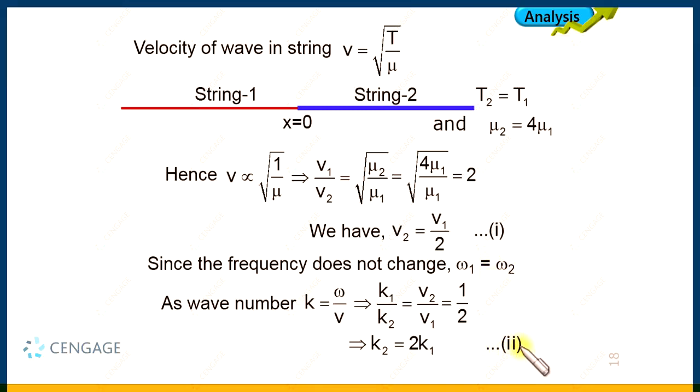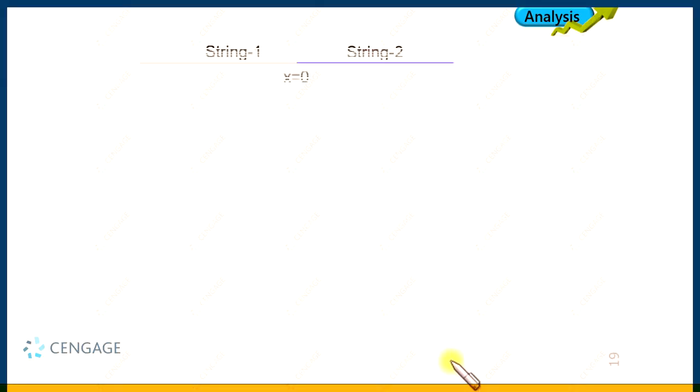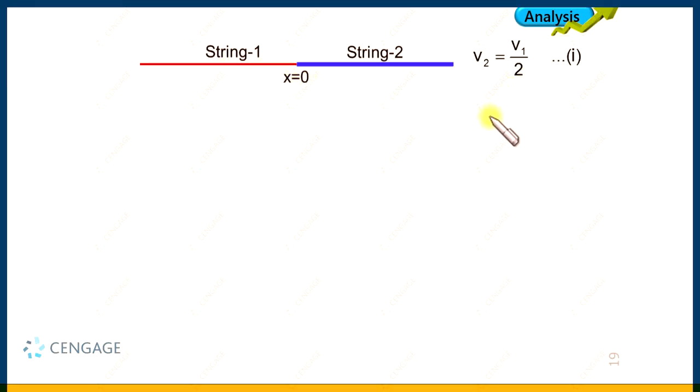Okay, this is the second equation. So, let us do one thing. Let us write the wave velocity relation and this wave number relation to the next page. This is the scenario of strings 1 and 2, and these values we have calculated. Okay. Now, we have the expression for the amplitude of the transmitted and reflected wave.